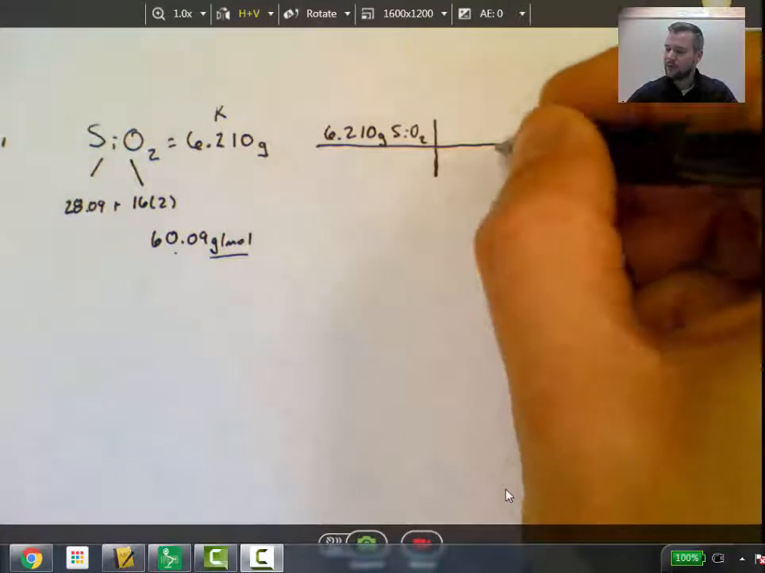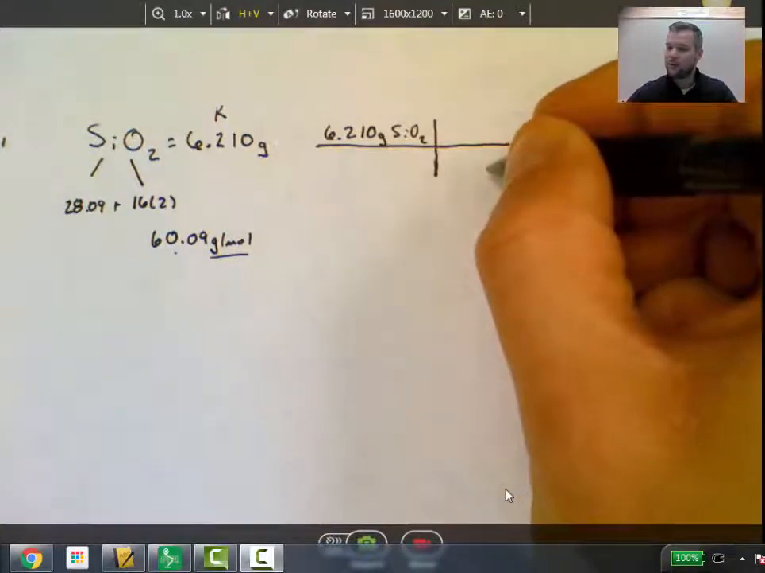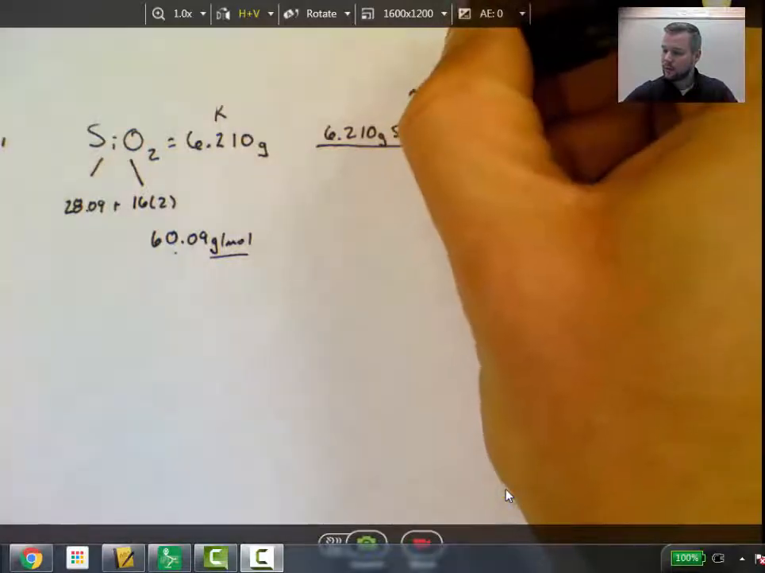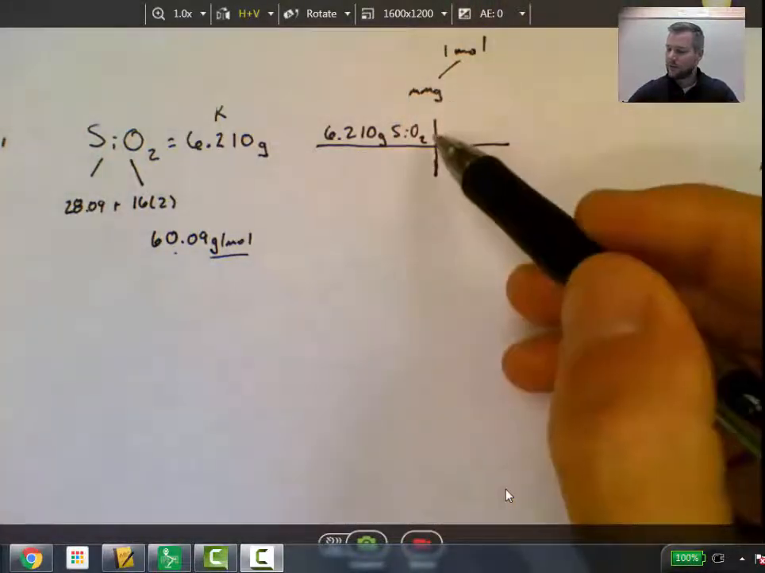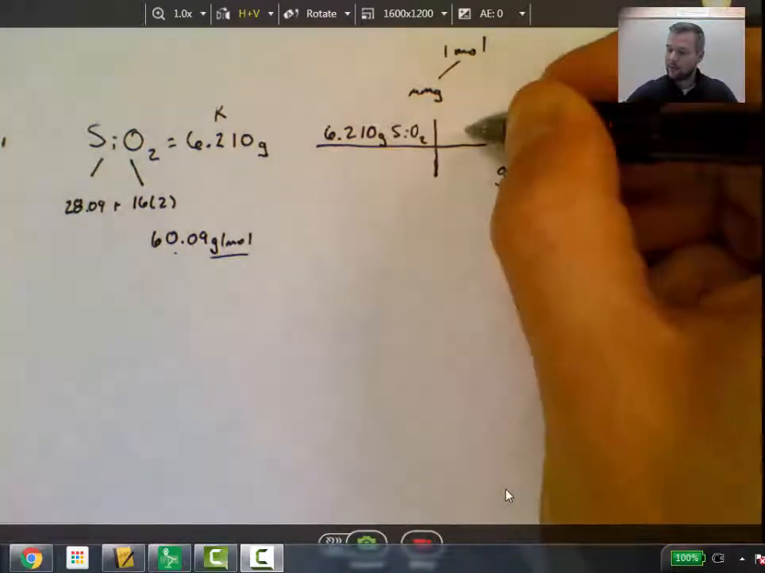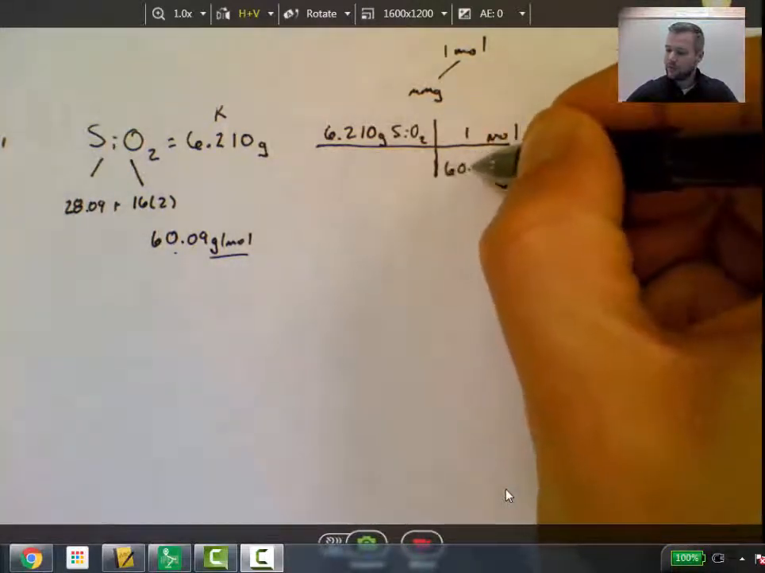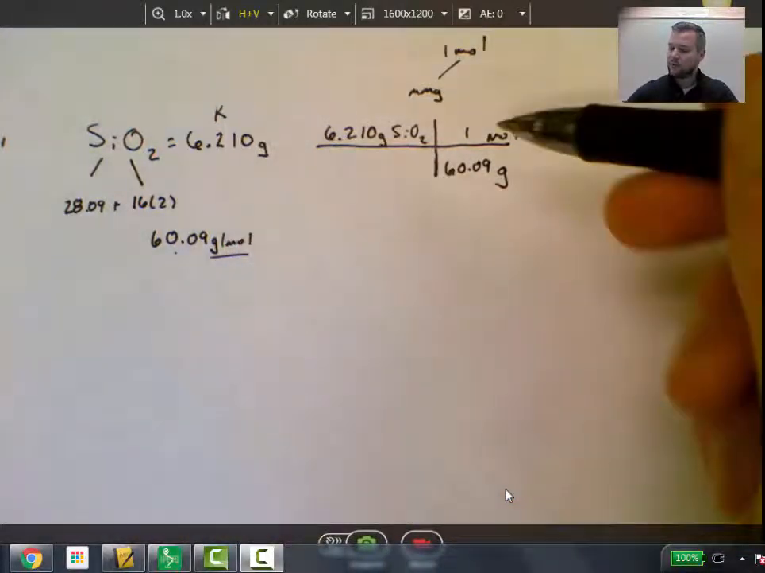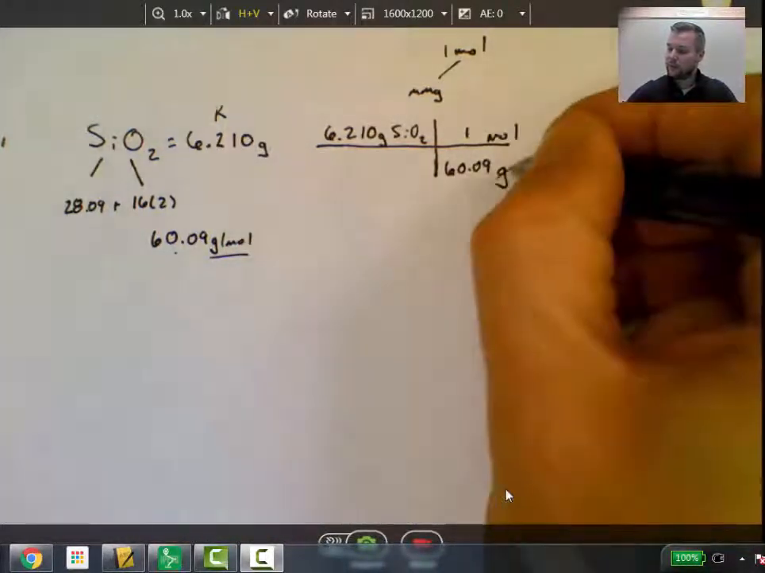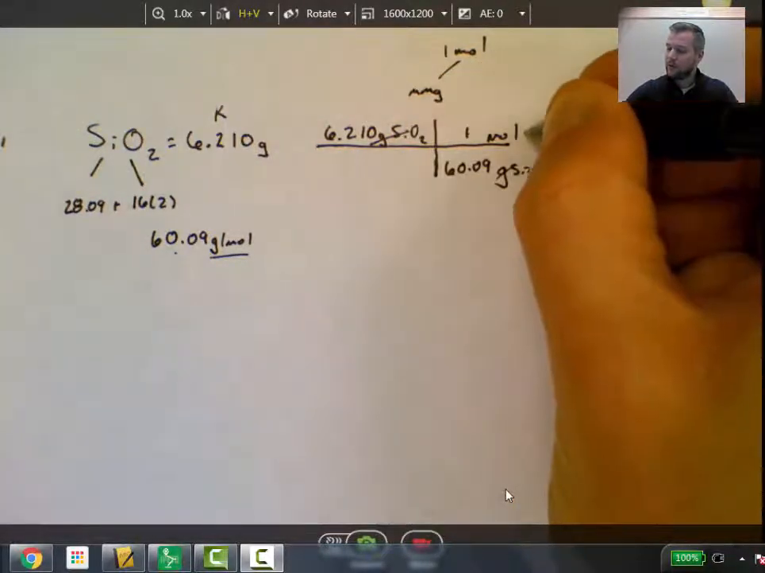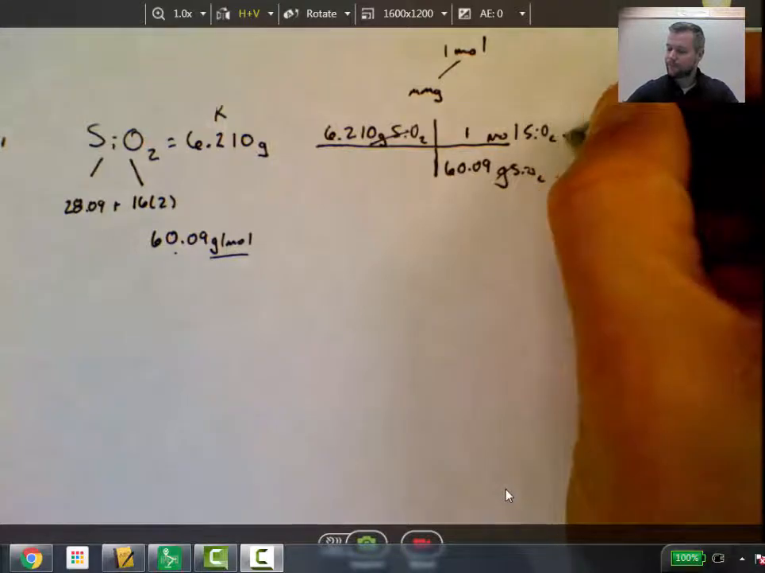So since I'm trying to get rid of grams and go to moles, mole hill tells me 1 mole is the same as the molar mass in grams. So I'm going from grams to moles, grams down here, moles on the top. It's 1 mole, 60.09. So again, this is a measured value. The molar mass is only ever going to be stacked with 1 mole. It causes grams to cross off. You're left with moles of SiO2.